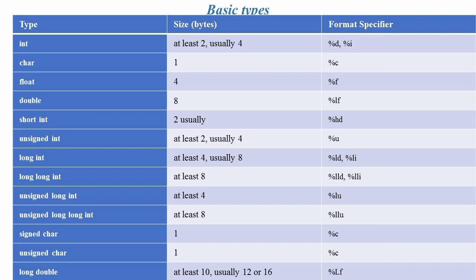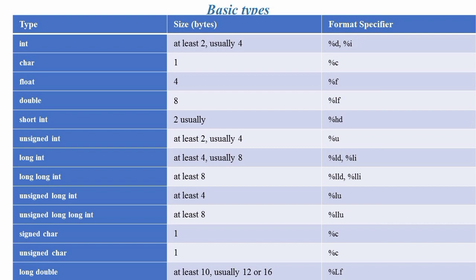The size for char data type is 1 byte. The format specifier is %c. The size for float data type is 4 bytes. The format specifier is %f. For double, the size is 8 bytes. Format specifier %lf. For short int, the size is 2 bytes. Format specifier %hd.